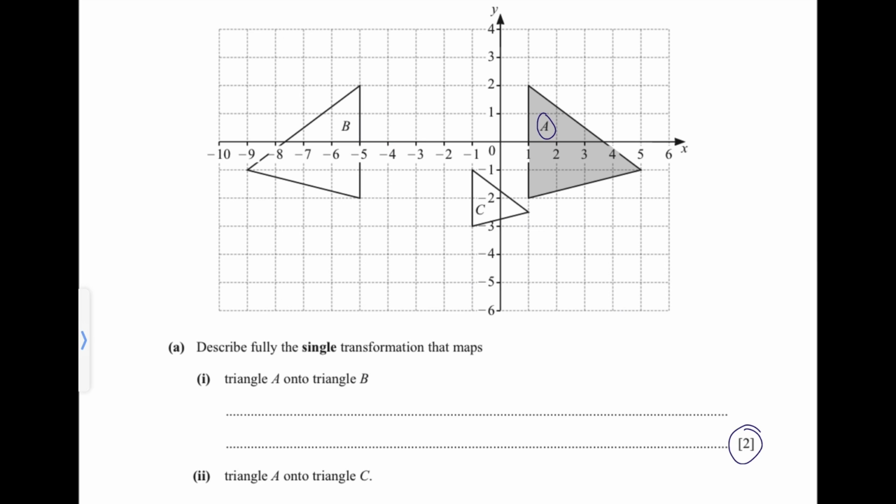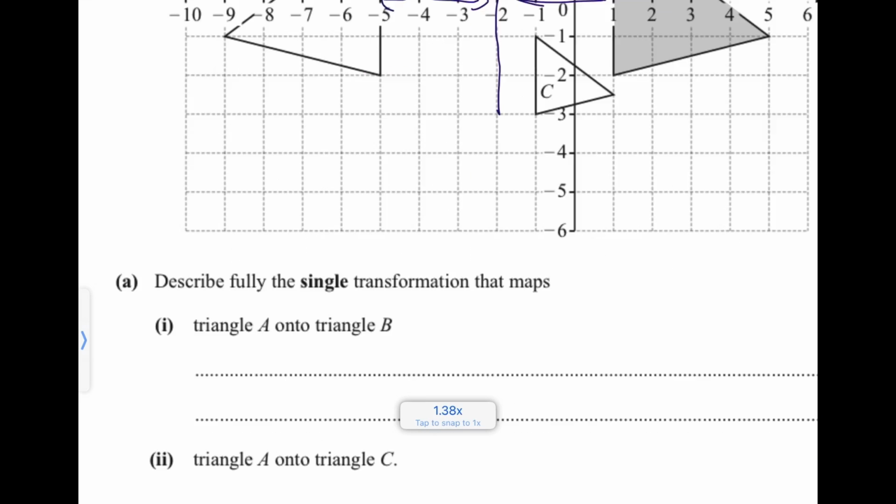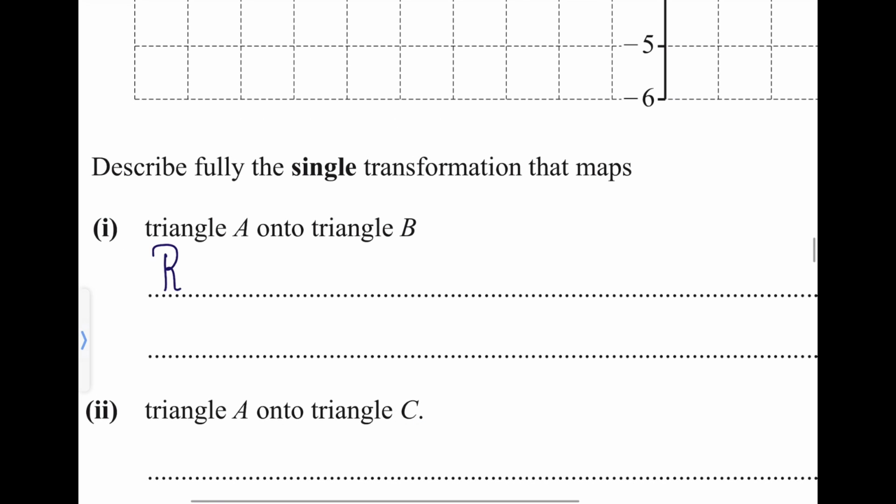So first thing you can see, it will be reflection in this line, since it's equally distant, so 3 from here and 3 from here. So we would say that it is basically reflection.